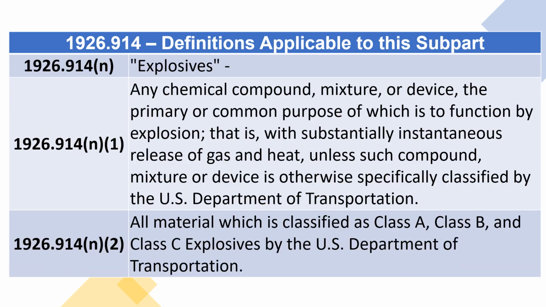1926.914(n). Explosives. 1926.914(n)(1). Any chemical compound, mixture, or device, the primary or common purpose of which is to function by explosion, that is, with substantially instantaneous release of gas and heat, unless such compound, mixture, or device is otherwise specifically classified by the U.S. Department of Transportation. 1926.914(n)(2). All material which is classified as Class A, Class B, and Class C explosives by the U.S. Department of Transportation.